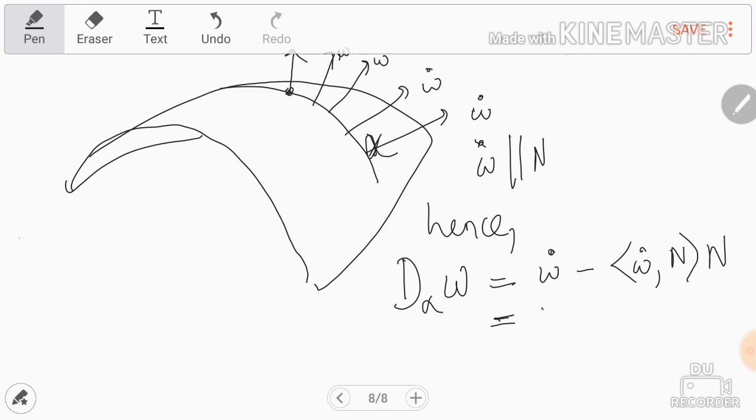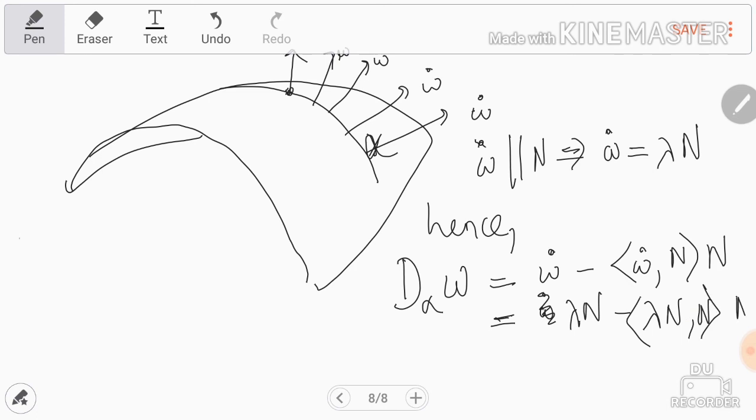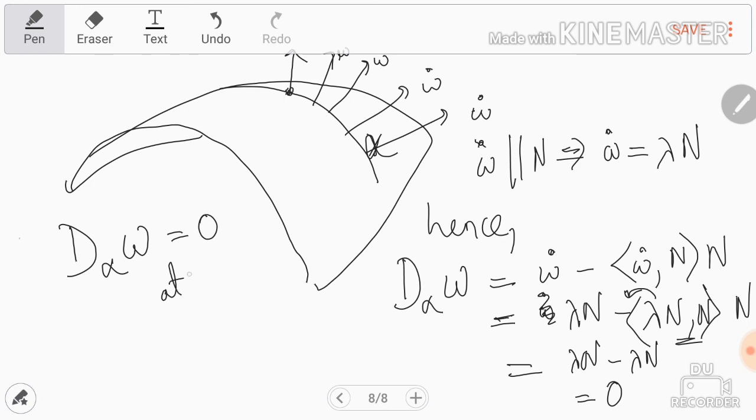Since it is parallel, this W dot will be equal to some lambda times n, and hence I can write here lambda n minus lambda n inner product with n times n. And what would this give you? Bringing the lambda out, you will have simply the inner product of n with n, which gives you 1, and hence you have lambda n minus lambda n, which gives you 0. So basically you are saying that the covariant derivative of this vector field is equal to 0 at every point. That's the meaning of a parallel tangent vector field.